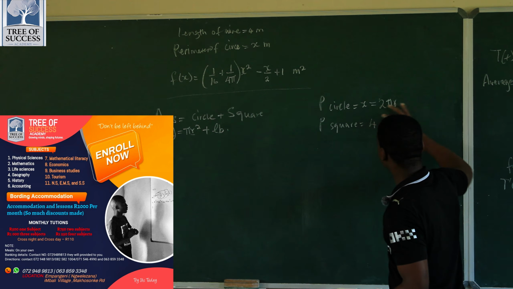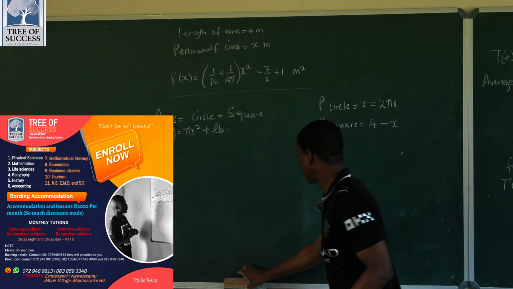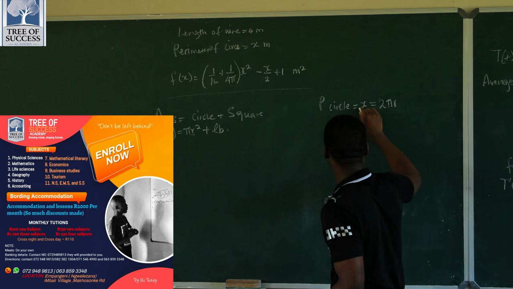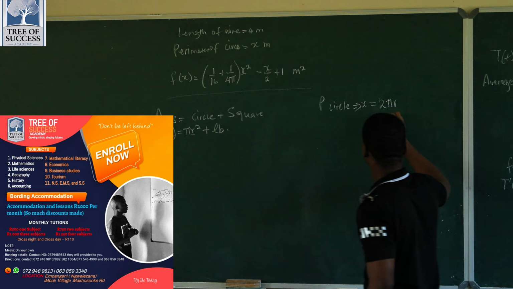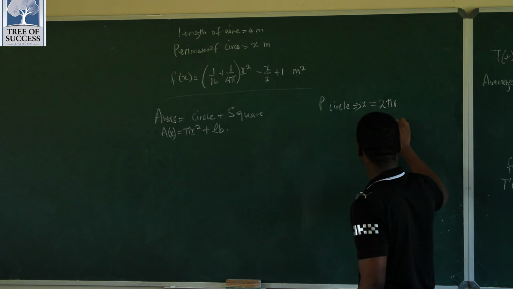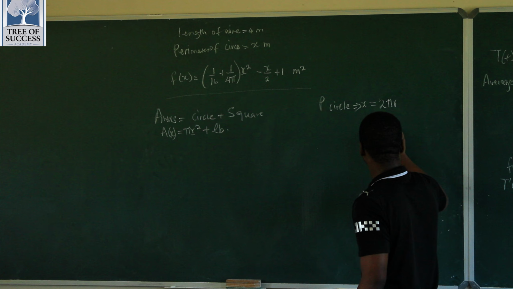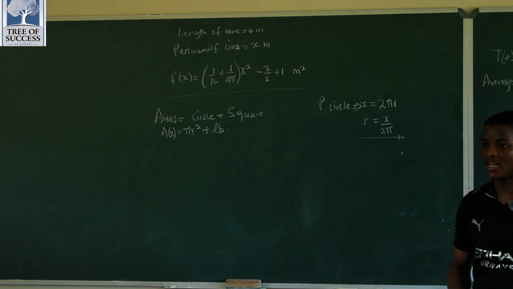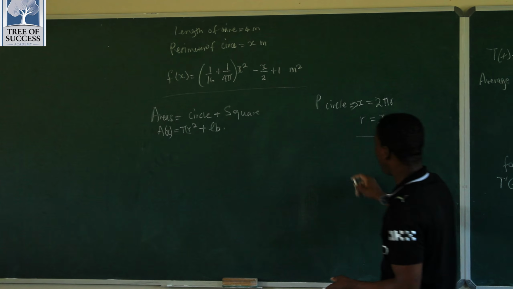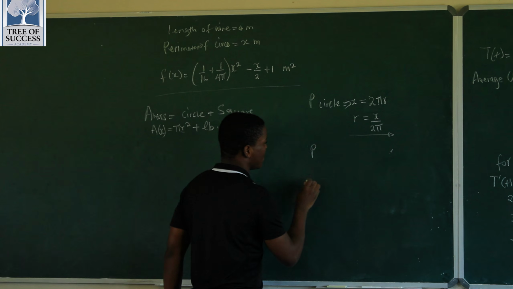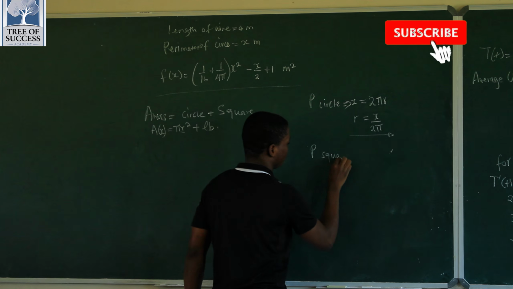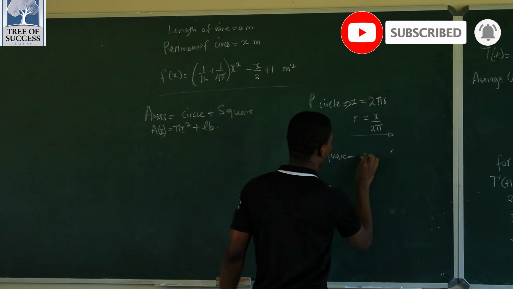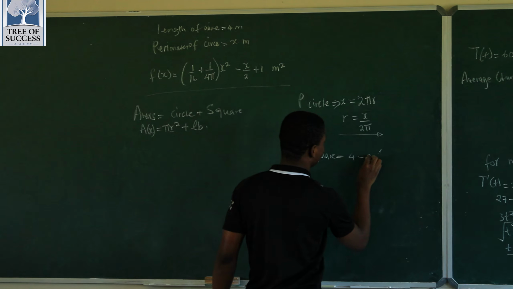Now making r the subject of the formula, let me erase this one. Making r the subject, we get r equals x over 2 pi. Alright, now we also have the perimeter of the square, which is equal to 4 minus x.